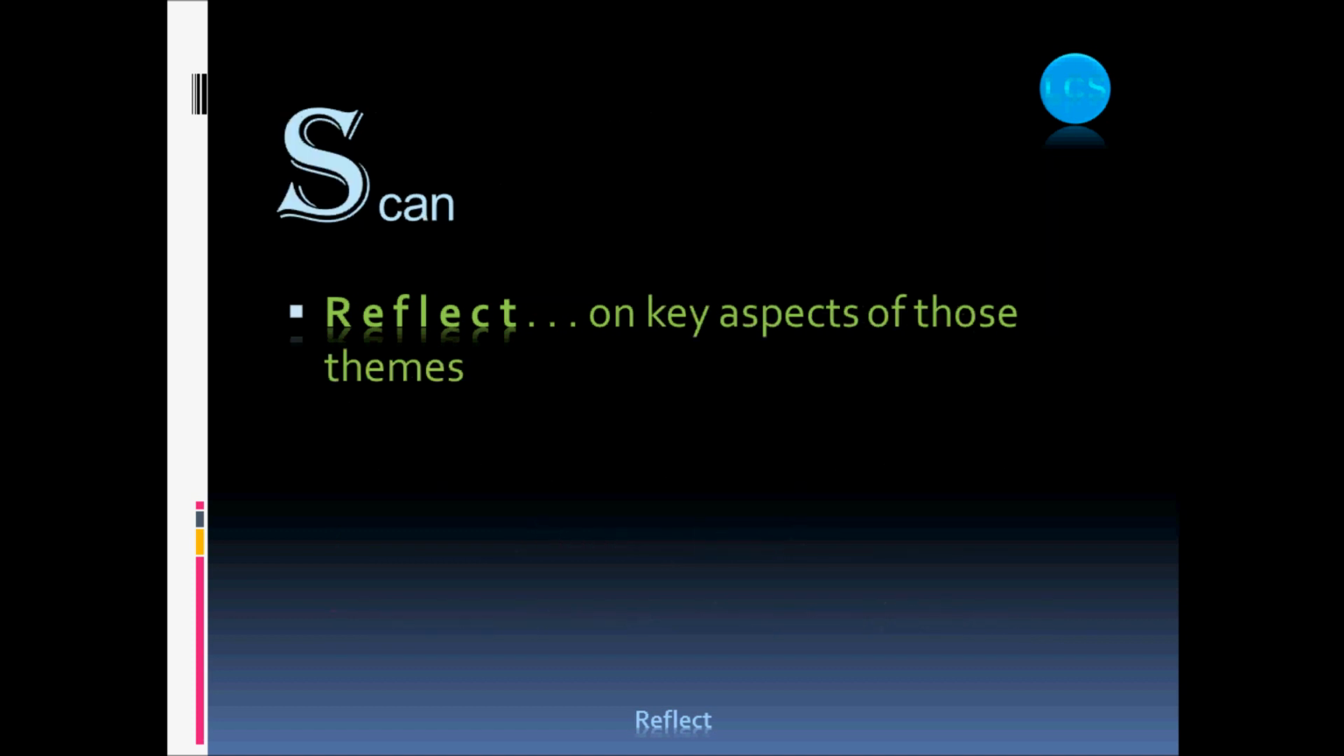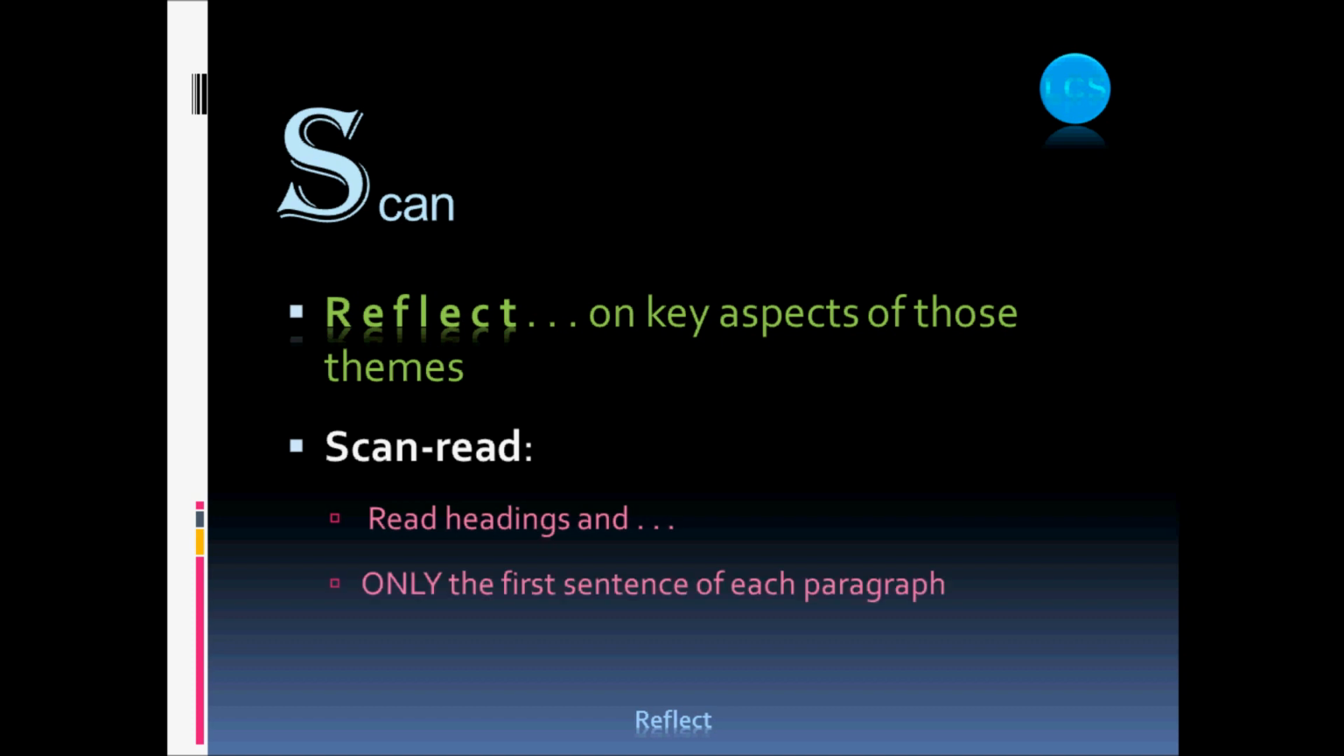The next step is to scan read the article. And here what we're trying to do is reflect on the key aspects of the theme or themes of the article itself. So how do we do that? Well, the first thing is to read the headings and only the first sentence of each paragraph. Now, the reason we read only the first sentence of each paragraph is that it is generally an introduction or summary of what we're about to read in the remainder of the paragraph. And so it gives us a brief overview and saves us a lot of time.